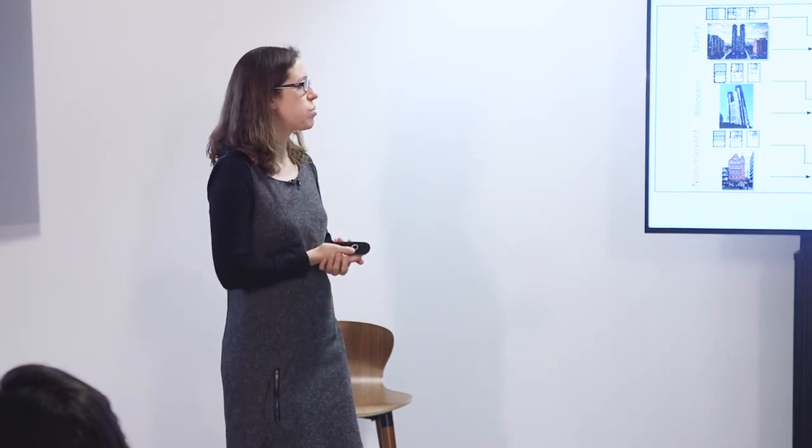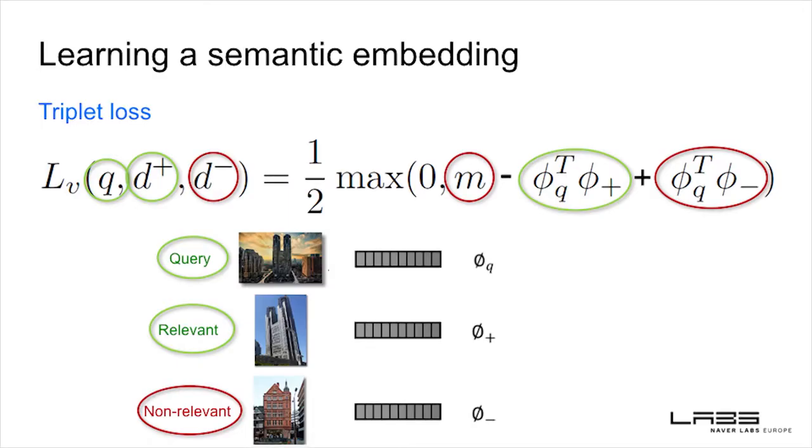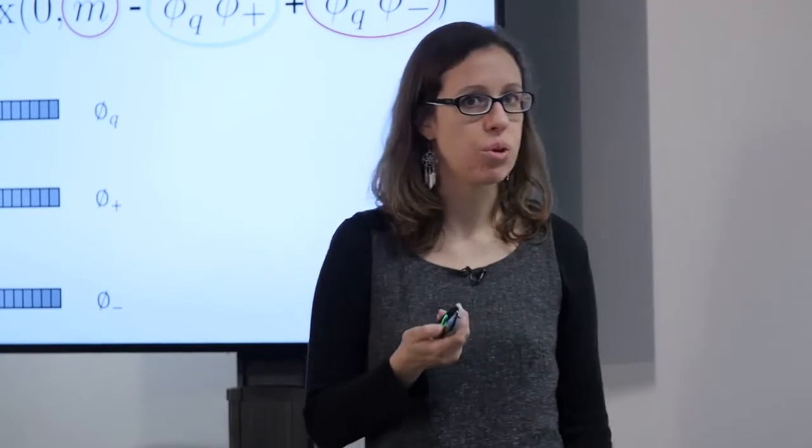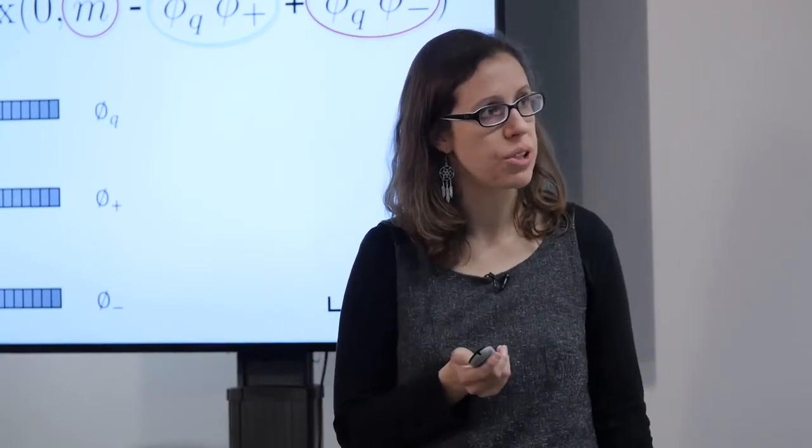So what does this triplet loss look like? Well, if we look at the mathematical formulation, we have our query image, we have a positive image, so it's an image that is relevant for the query, same building, and we have a non-relevant image. And the loss is just making sure that the similarity between the query and the relevant is larger than the similarity between the query and the non-relevant by a margin. If this is not the case, the loss is non-zero. It means that the weights get updated. This is how training a deep network works. So that's for the training part.